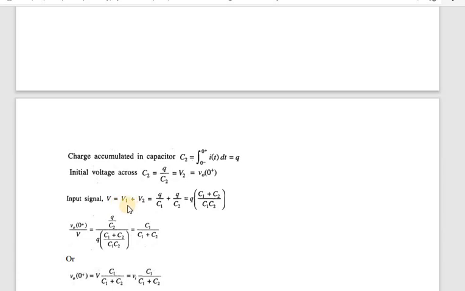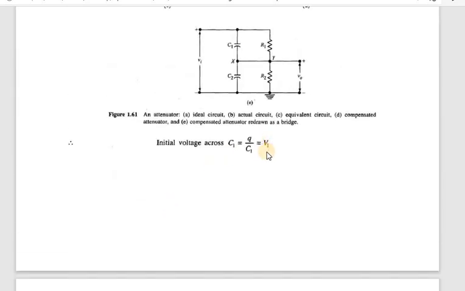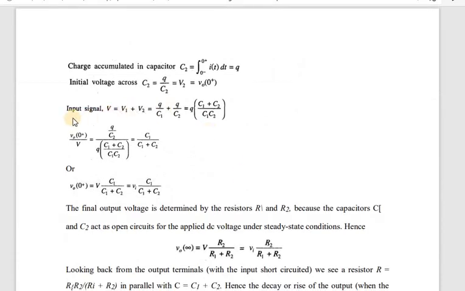What is the V1 value we have got from here? V1 is equal to Q by C1, since the same charge passes through the capacitor, and V2 is equal to Q by C2. So the total input signal can be given as Q times, cross multiplying and using the LCM, (C1 plus C2) divided by C1 C2.